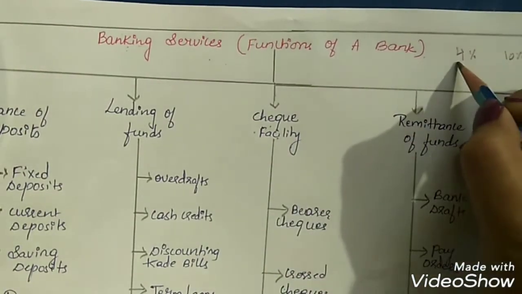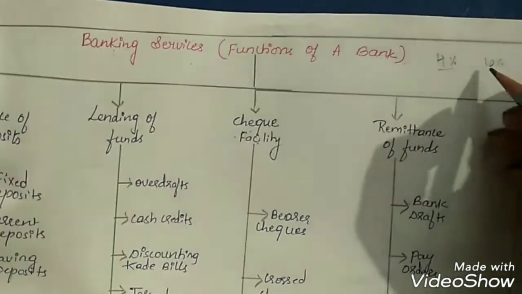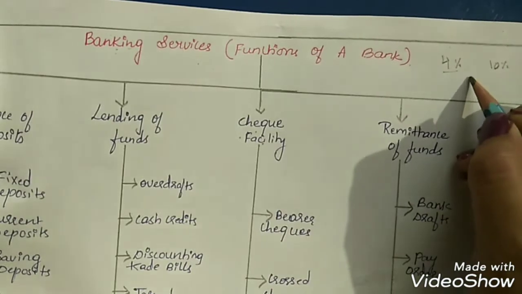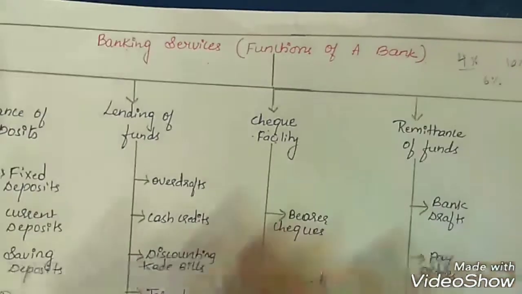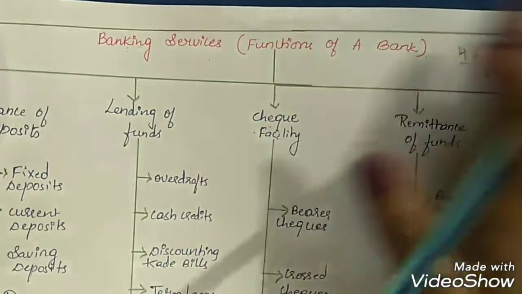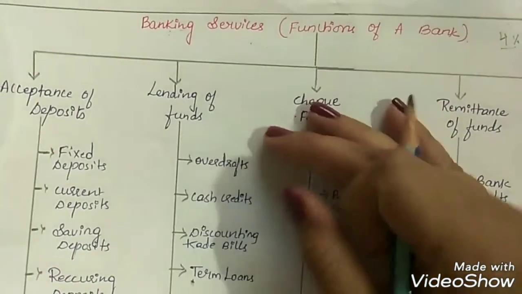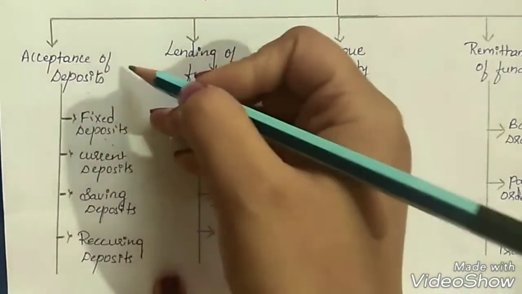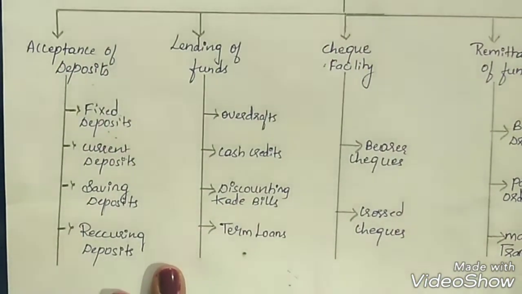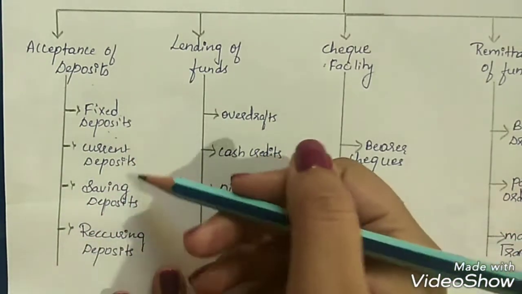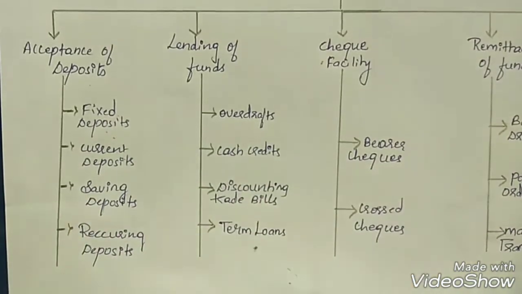So this is what the bank is giving us, and this is what the bank is receiving from us. The difference between these, 6%, will be the profit to the bank. So this is how a bank functions. Now let's have a look at the functions of the bank. First is acceptance of deposits. Banks accept deposits from us in the form of fixed deposits, current deposits, saving deposits, and recurring deposits.